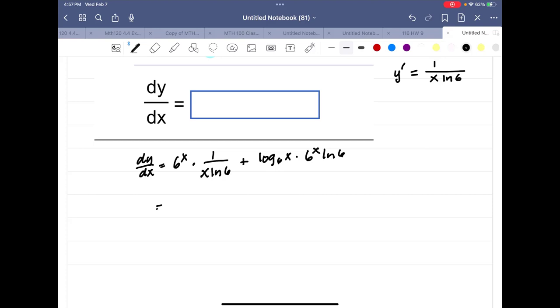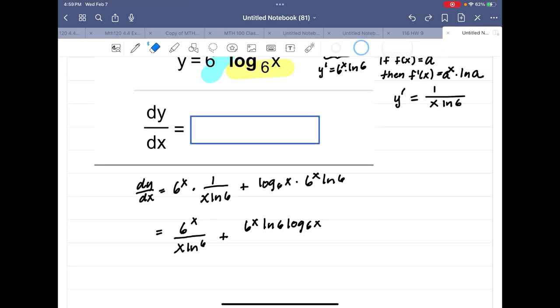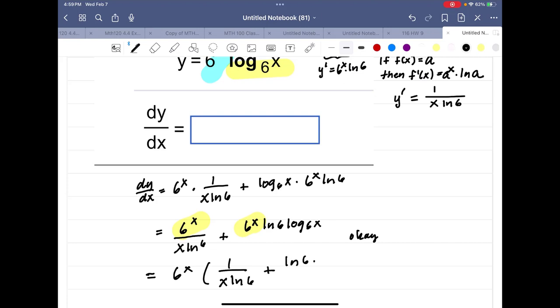So I'm going to do a little cleanup here. It's going to be 6 to the x over x times the natural log of 6 plus 6 to the x, natural log of 6, log base 6 of x. And this is a good answer, okay? Probably not necessary to refine it anymore. I do see that I have a 6 to the x in common, which I could factor out, leaving a 1 over x natural log of 6 plus the natural log of 6 times the log base 6 of x.